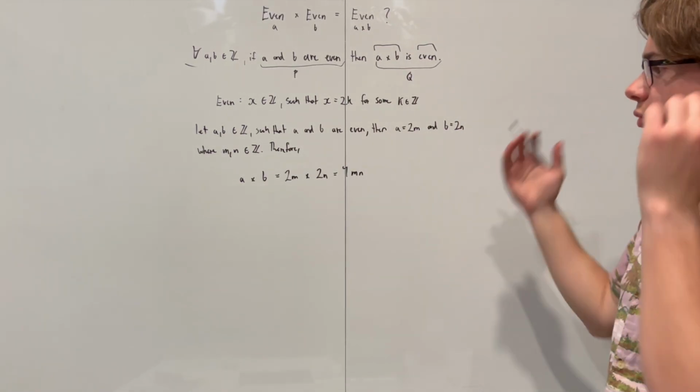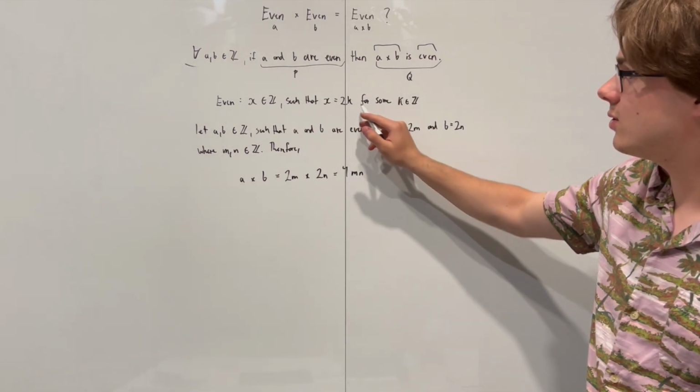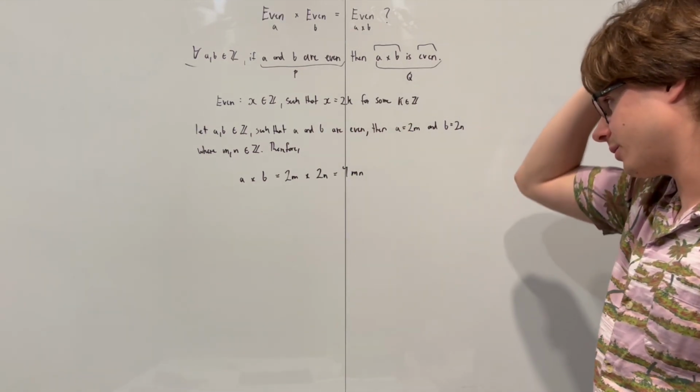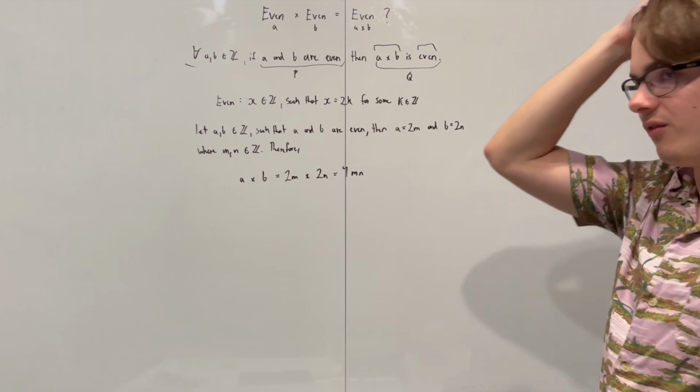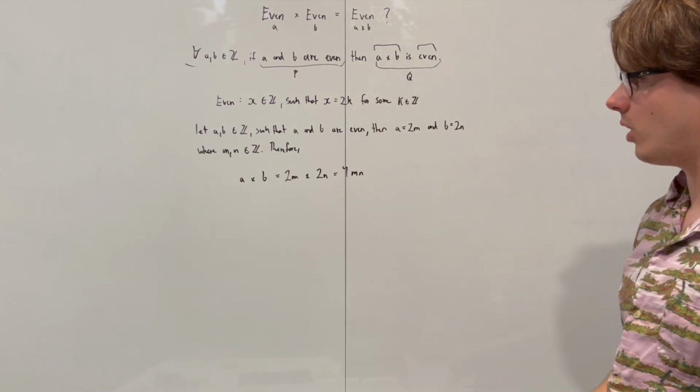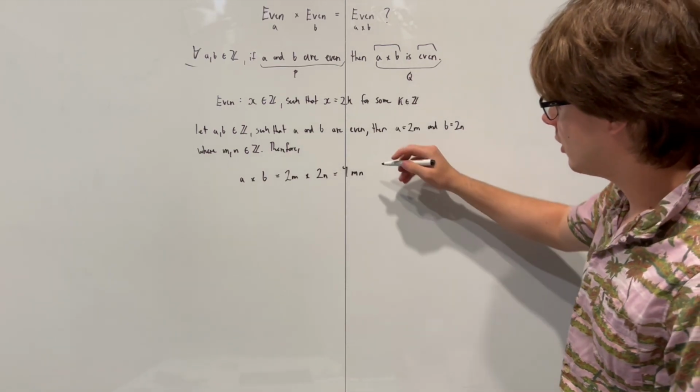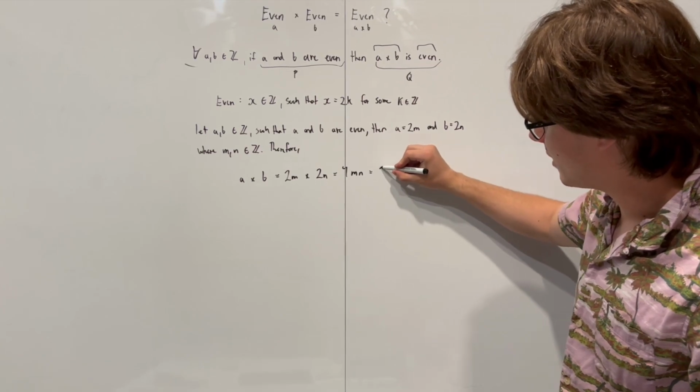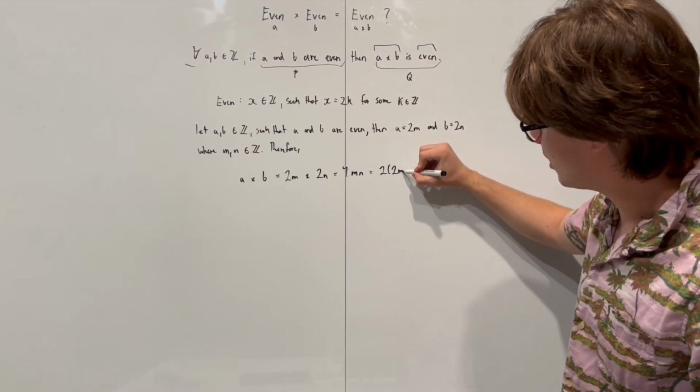Okay, well, this is weird. We just got rid of our 2 and we need 2 times some integer. Okay, well, let's think about this. Can we factor out a 2 somehow from this? Well, we can, right? We can just say this is the same as 2 times 2mn.